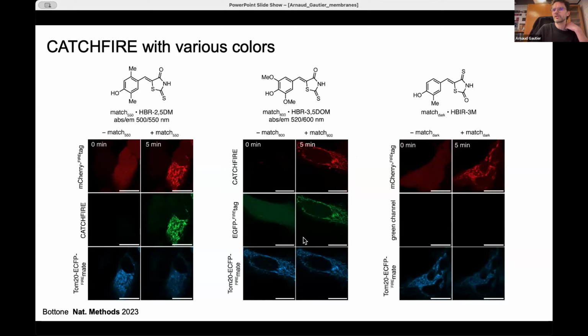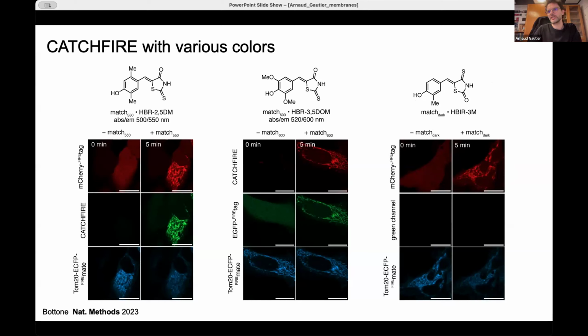In that case, it's the very same experiment as the one I just showed you, except that we used a green fluorescent protein, EGFP, fused to FireTag, and we induce red CATCH-FIRE using this MATCH 600. For some experiments, you might be interested in not having any fluorescence, even though the fluorescence is the cool part of CATCH-FIRE. In that case, we also have a dark MATCH that is non-fluorescent at all, but can anyway induce CATCH-FIRE, as you can see here in this experiment, where we could recruit a cytosolic protein at the mitochondria surface, but we have no fluorescence at all in the green channel.